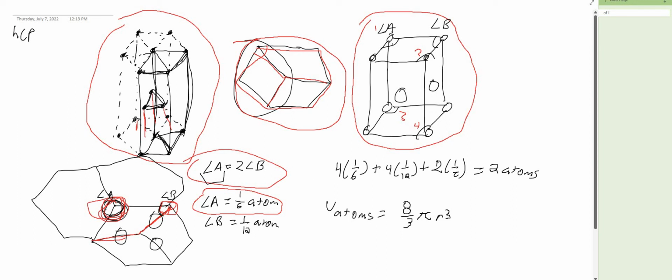So 4 sixths plus 4 twelfths plus 2 halves is going to equal a total of 2 atoms in the cell. That means the volume is going to be 2 times that 4/3 pi r cubed for an 8/3 pi r cubed, being the volume of the atoms in this cell. So now we need to find the volume of the cell in order to calculate our atomic packing factor.